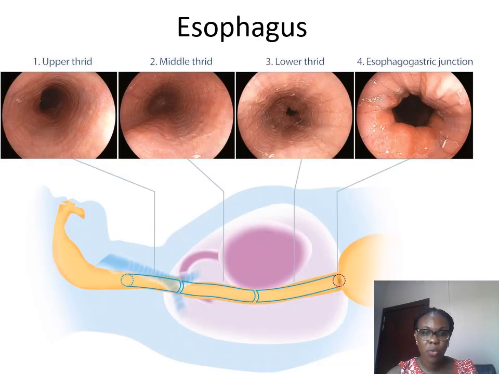So looking through, this is the patient lying supine, lying on their back. The tube goes in through the mouth. This is the upper third of the esophagus, and this is what it looks like endoscopically. This is the middle third of the esophagus. This is what it looks like endoscopically. This is the lower third of the esophagus. This is what it looks like endoscopically.